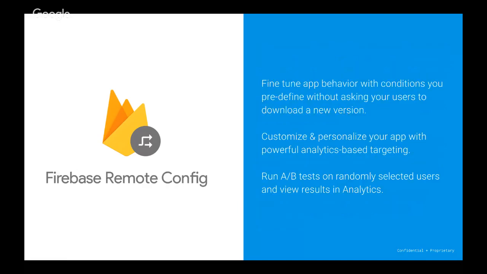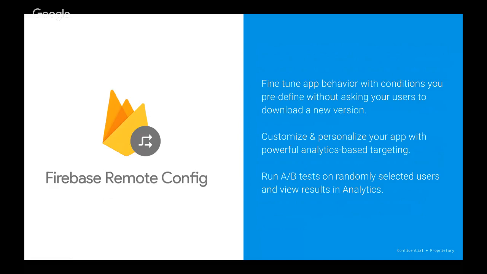So when it is combined with remote config, it becomes very interesting because remote config is a powerful tool that has been very popular since the initial launch in 2016. It enables you to fine-tune your app behavior, to tell your app what should happen inside your app with conditions you predefine without asking your users to download a new version. So you change the in-app behavior on the server side using the Firebase console on the fly.